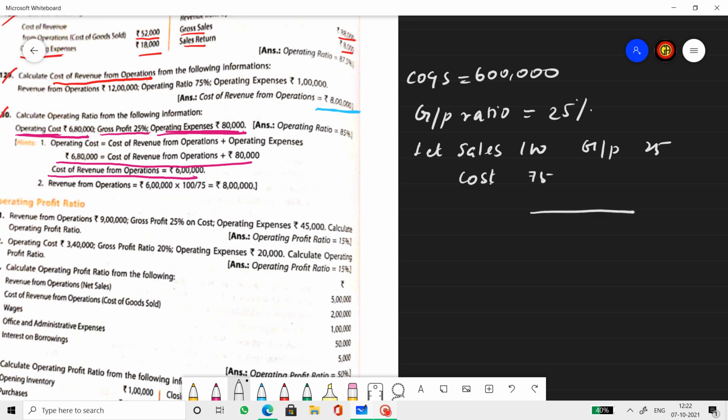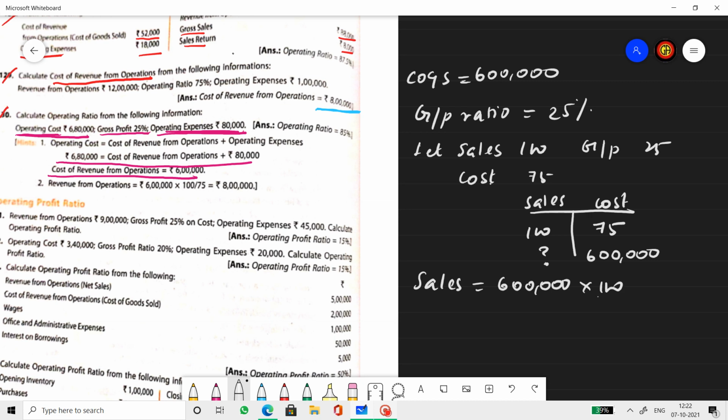Now do the variation. Sales and cost. If the sale is 100, the cost is 75. So to have a cost of 6 lakh rupees, what should be the sale amount? So sale is equal to direct variation 6 lakhs into 100 divided by 75. So this works out to 8 lakh rupees.